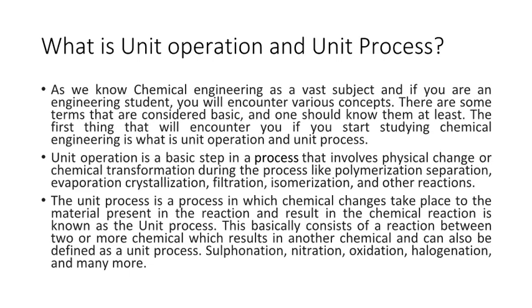And unit process is a process in which chemical changes take place to the material present in the reaction and result in a chemical reaction. This basically consists of a reaction between two or more chemicals which results in another chemical, and can also be defined as a unit process. Sulfonation, nitration, oxidation, halogenation, and many more. So this is the definition of unit operation and unit process. Now we're going to understand it by some examples.